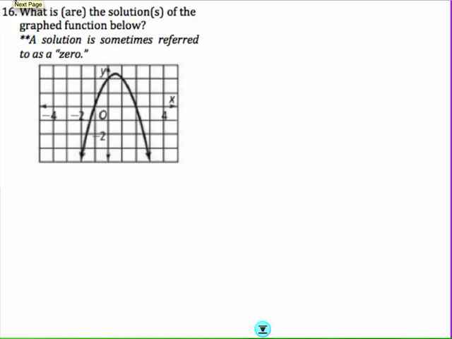For number 16, what is or are the solutions for the graphed function below? So a solution is also sometimes referred to as a zero. So in that case, I'm going to look for the places where the graph intercepts the x-axis. And so in that case, I can see right here, it's at a negative 1. So at x equals negative 1. And again, over here, keep in mind that it's not counting by 2, it's counting by 1. So x equals positive 2. So these are the solutions to this function.